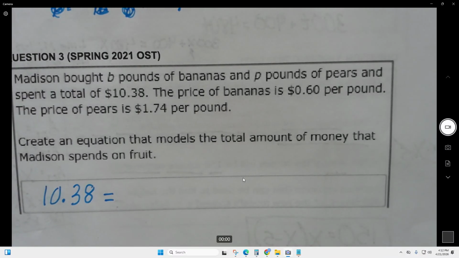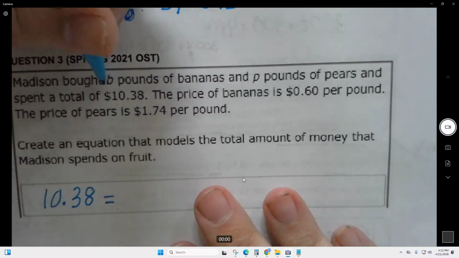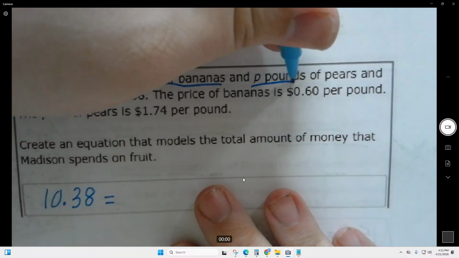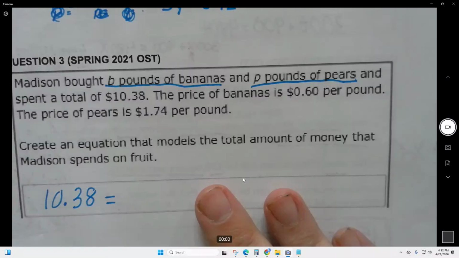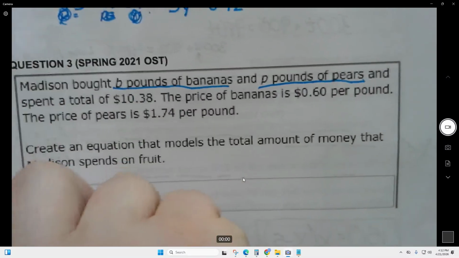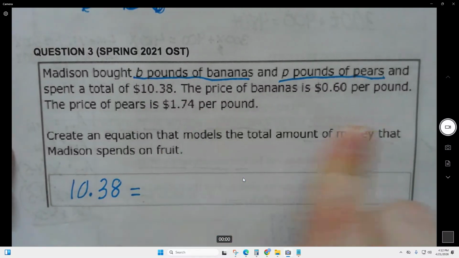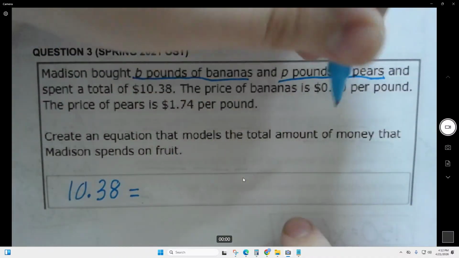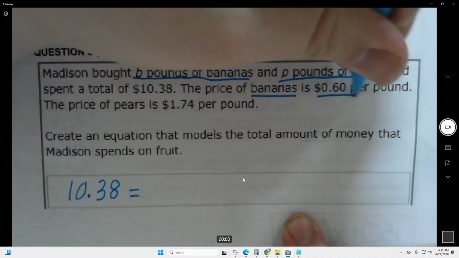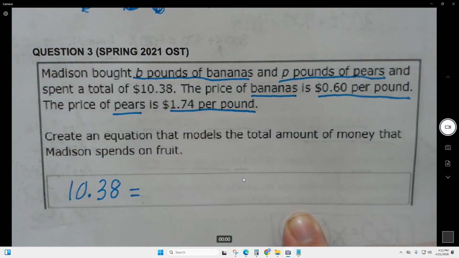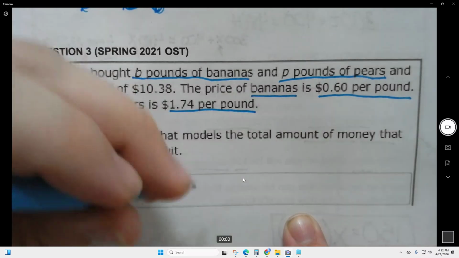When you think about what makes up your total, it's how much you spent on individual items. So the amount of pounds of bananas plus the pounds of pears, okay? Now, what do we know about what we're going to put in the equation? Well, since we're working with money in the total, we're probably involving the money somewhere in here. They give you bananas is 60 cents per pound as a rate. The pears is $1.74 per pound, again, as a rate. So let's just put in what we have. Put in exactly what they give you.